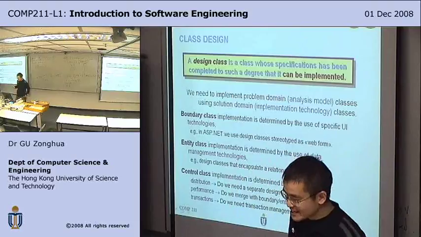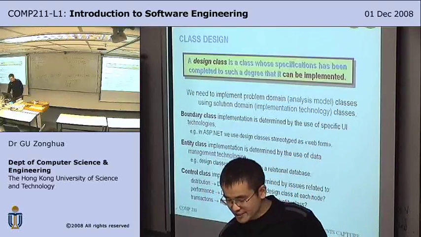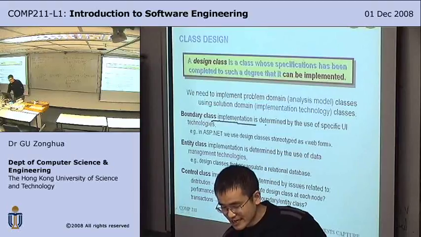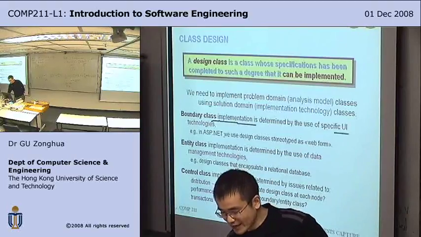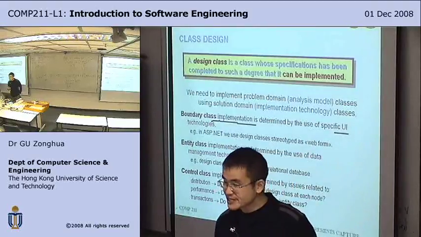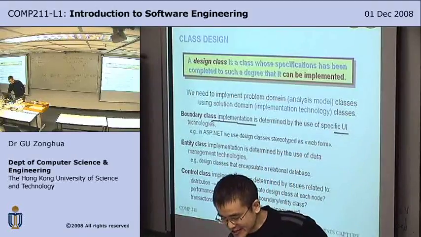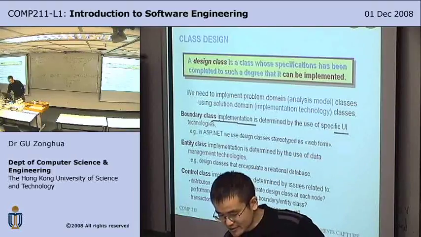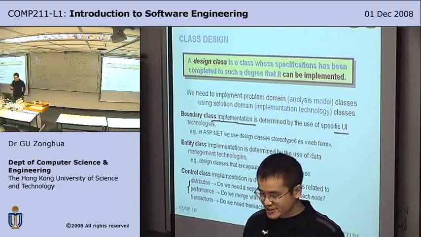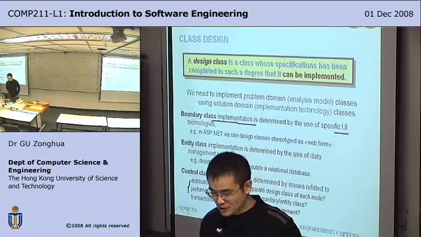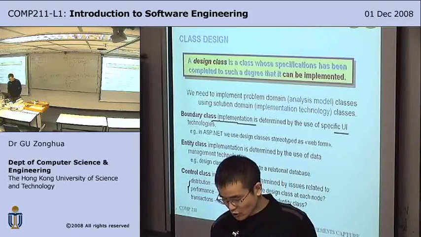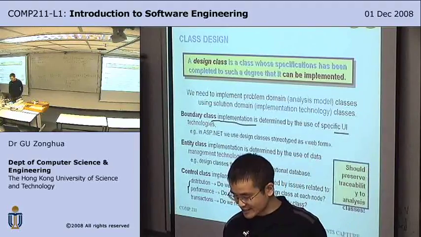So now you need to take each of the analysis classes and turn it into design classes. So boundary class implementation means that you need to choose the UI technology. Entity class, you need to choose the database management technology, relational database or object-oriented database. Control class, you need to decide distribution, performance, and transactions. So how many processors, how many computers do you need, and how to distribute each one. So all these should be considered at the design stage.